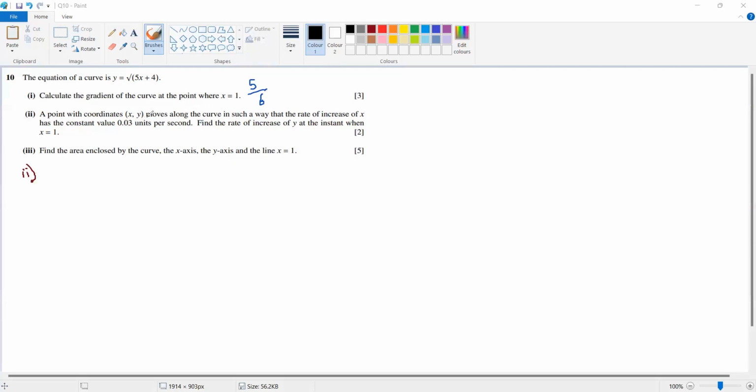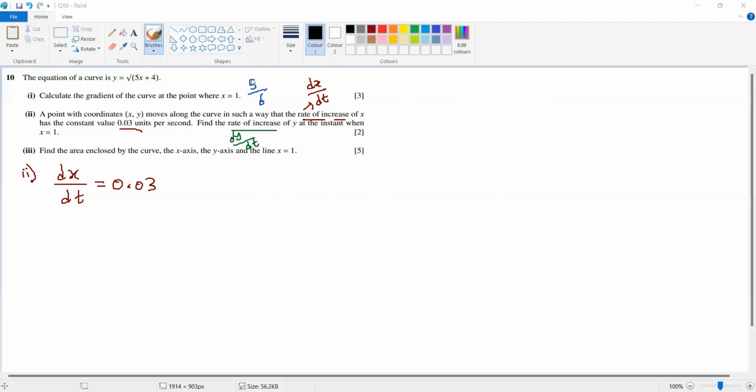A point with coordinates (x, y) moves along the curve in such a way that the rate of increase, the rate means d/dt, of x means dx/dt. That's how we read this. Good thing that the math vocabulary is pretty easy to catch because they use almost the same thing all the time. So dx/dt has the constant value of 0.03 units per second. Constant is good because it doesn't depend on the value of x, but where x is on the curve, this is the rate at which it moves. So find the rate of increase, that means find dy/dt now at the instant when x equals 1.